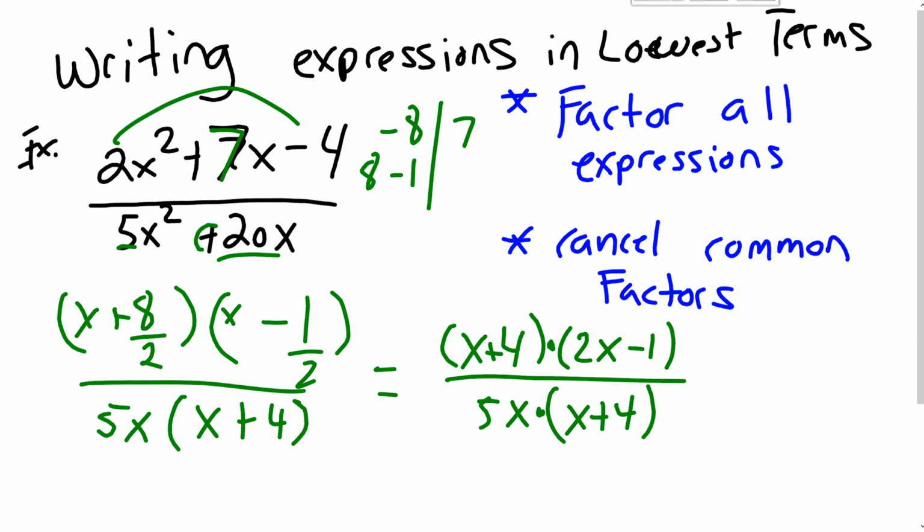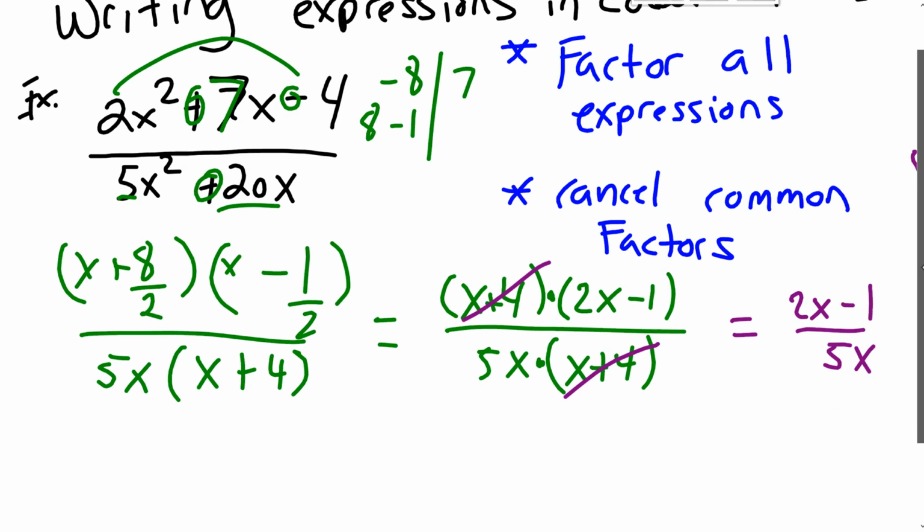Over addition and over subtraction, I can't just cancel the x's. I have to have multiplication in order to cancel. So now I can cancel. So now we can cancel those. And so my simplified form is 2x minus 1 over 5x. Again, I can't cancel those x's because I have subtraction here.